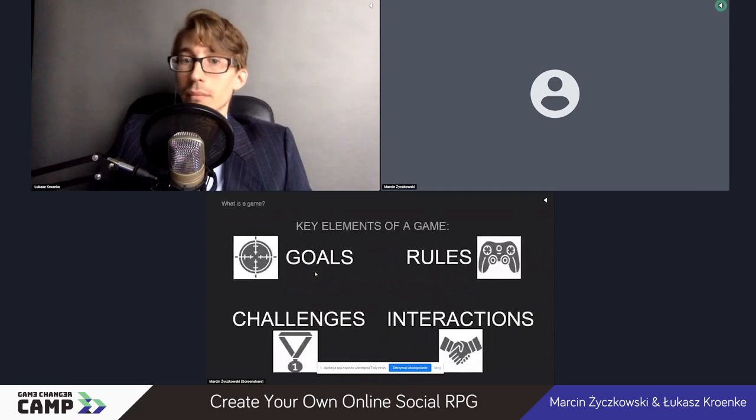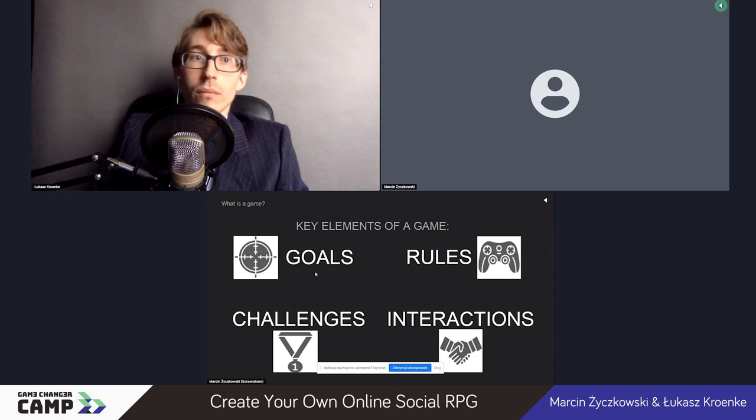The key elements of a game are as follows here. Goals, rules, challenges, and interactions. There are many activities that have rules and challenges, or goals and interactions, or any combination of these. But the game is a specific thing that possesses every one of these four. And you cannot have a game, like a real game, without these. You can have great fun without these, but it will not be a game. You can have an efficient workplace, but it will not be a game.